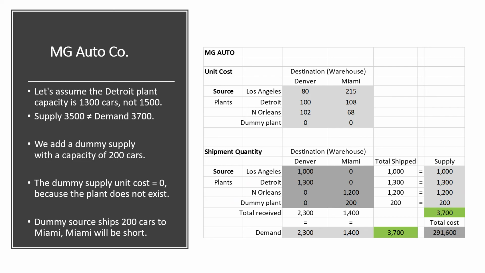Now, let's assume that the Detroit plant's capacity is 1,300 cars and not 1,500. So we have an unbalanced situation. We're going to have a supply of 3,500 against 3,700 demand. So here we're going to add a dummy plant with the difference of 200 units, and that way we're going to have a balanced situation and we can solve the problem.